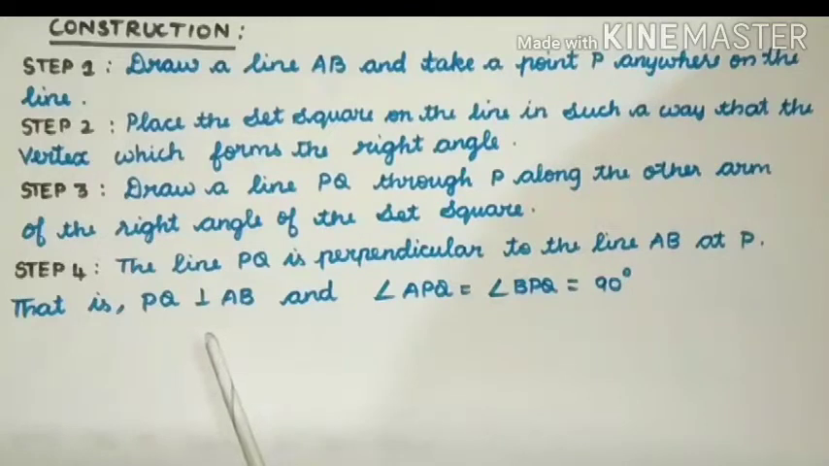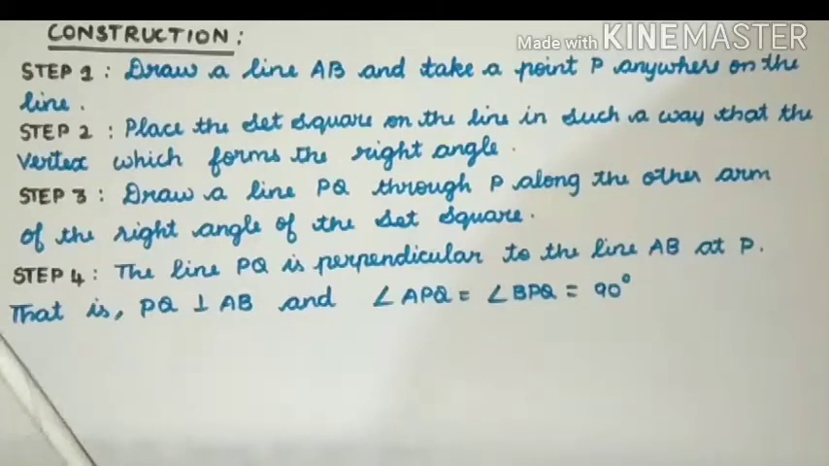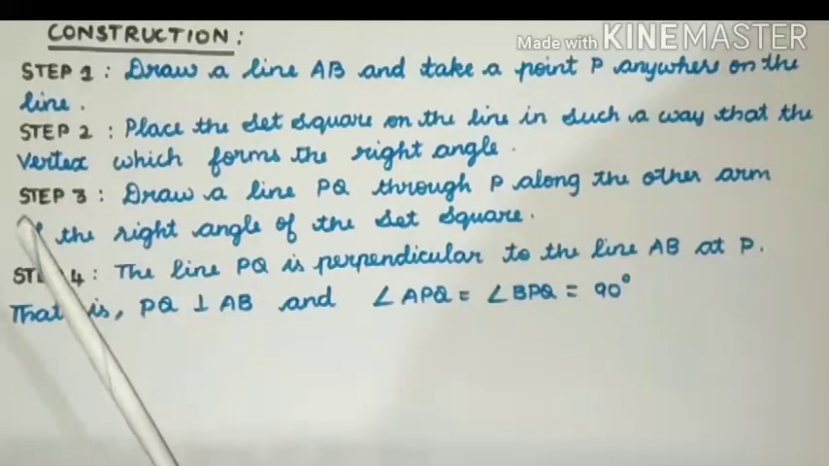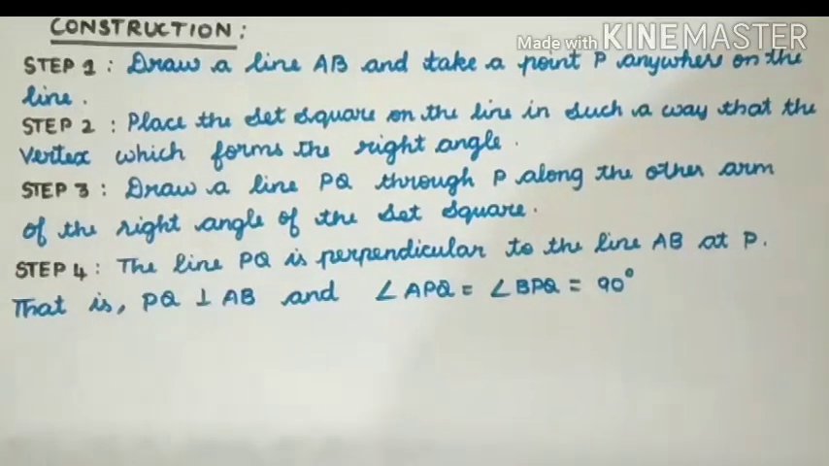Students, as you already know, this symbol shows that PQ is perpendicular to AB. Hence, you have to write the construction compulsorily because it carries 2 marks, and 3 marks for drawing the perpendicular line. So, you have to write the construction compulsorily.